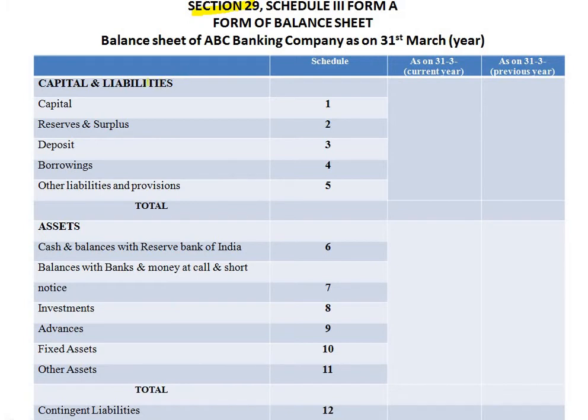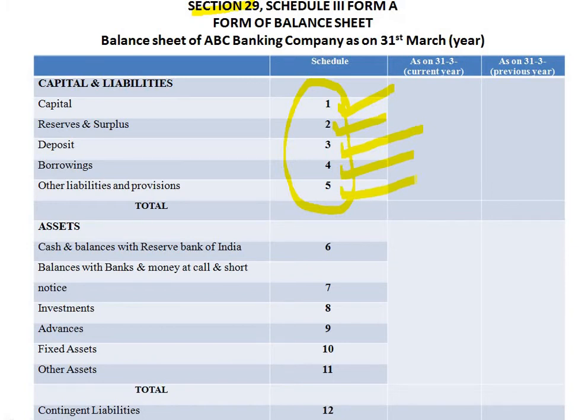First we have to consider the capital and liabilities. The capital and liabilities consist of 5 schedules. The capital is considered under Schedule 1. The reserves and surplus as Schedule 2. Deposits as Schedule 3. The 4th schedule is borrowings. And the 5th schedule constitutes other liabilities and provisions.